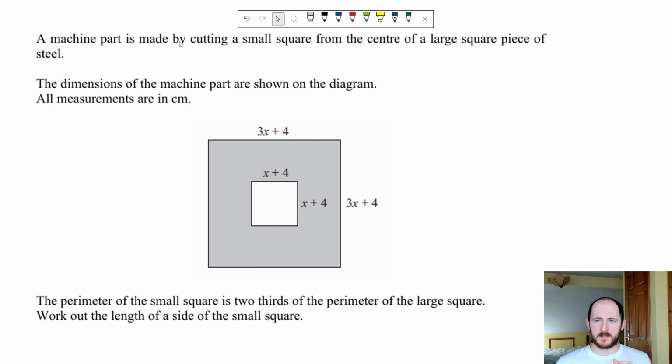So it says here, machine parts made by cutting a small square from the center of a large square piece of steel. So this white area has been cut out basically. The dimensions of the machine part are shown on the diagram. As you can see, they're squares because the sides are the same. And it says the perimeter of the small square is 2/3 of the perimeter of the large square. Work out the length of a side of the small square.